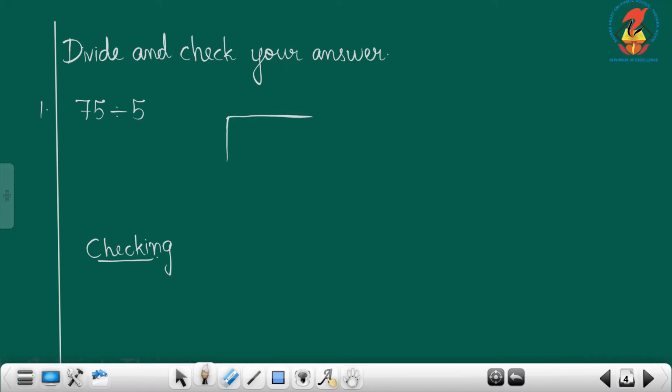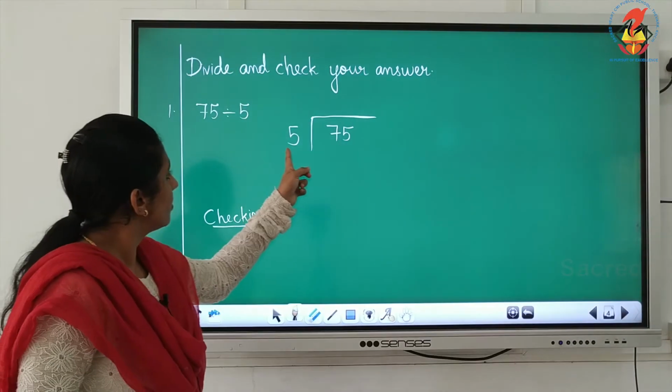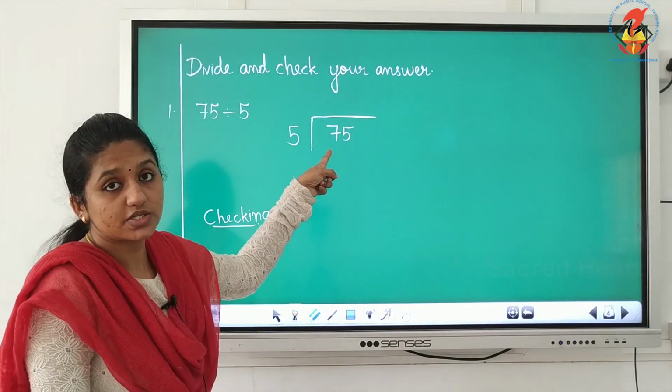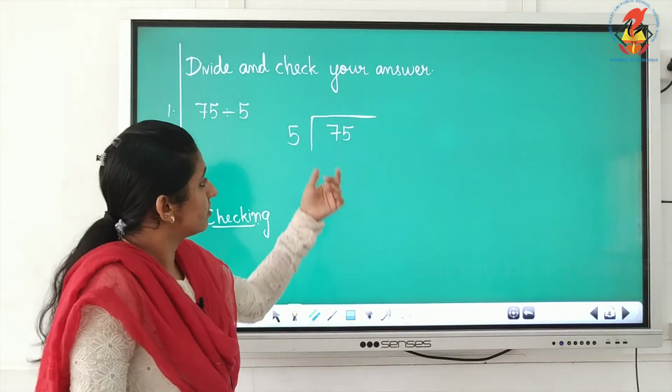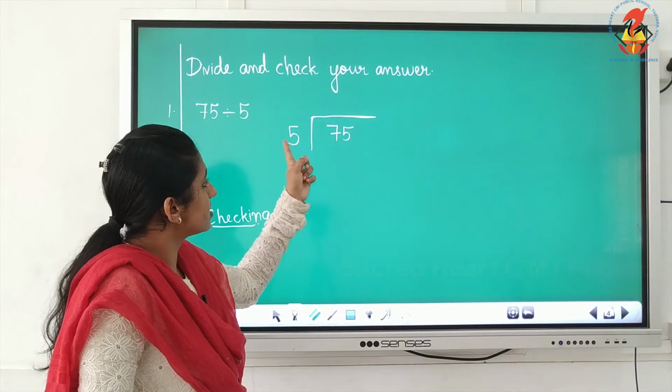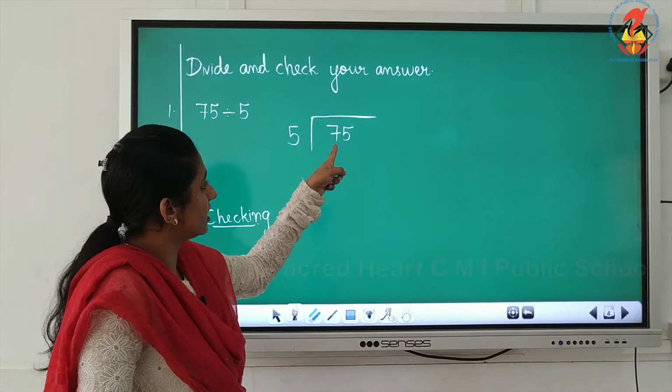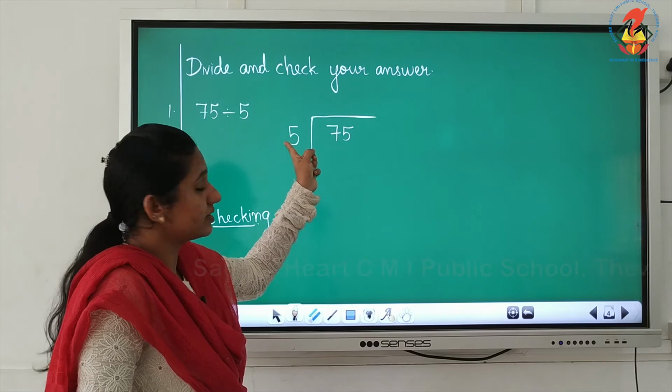So 75, you should write the dividend up, then 5, you can write the divisor outside. So first number is 7, right? When we divide, we compare the divisor to the dividend, and 7 is bigger than 5.